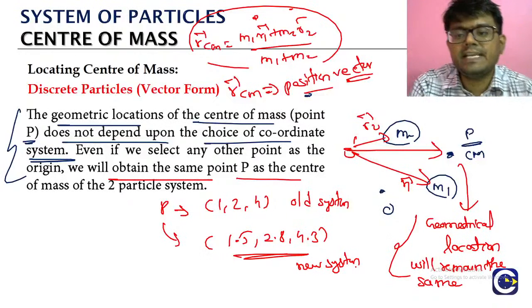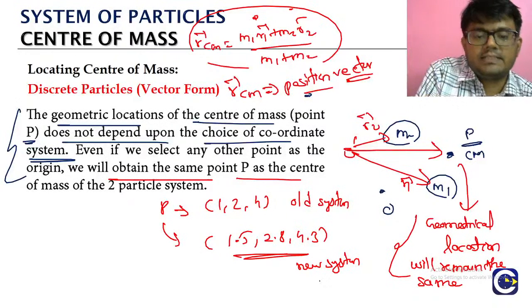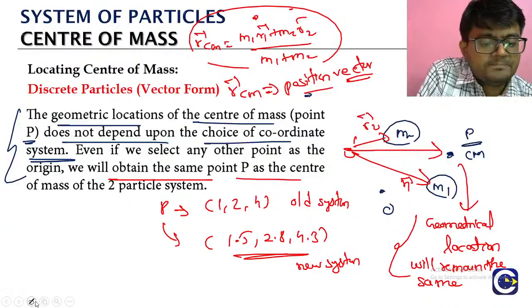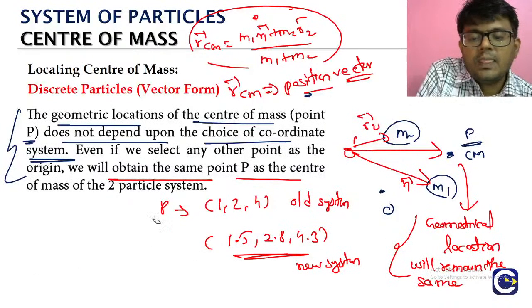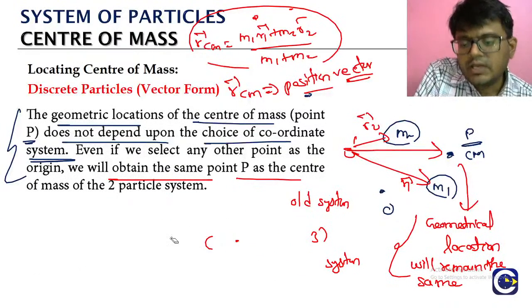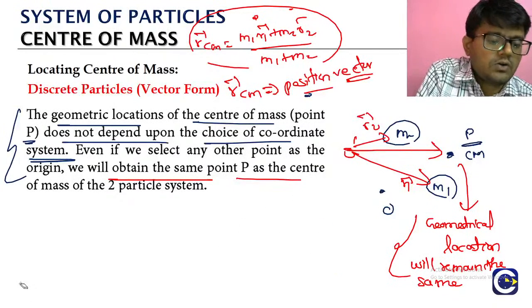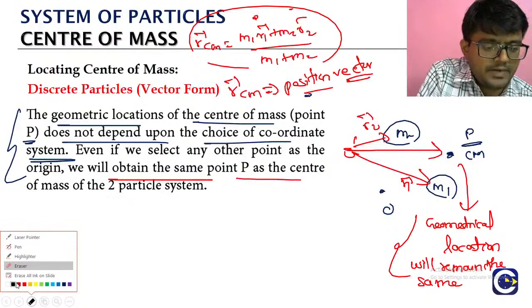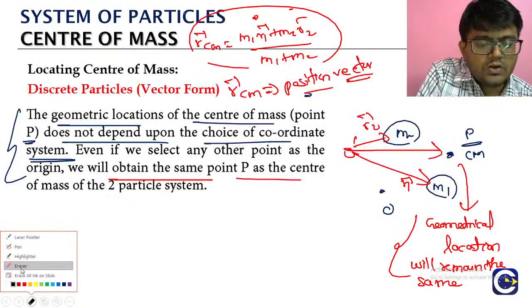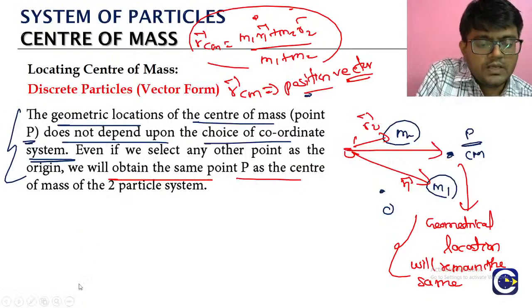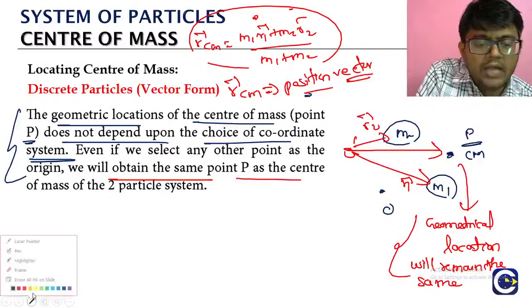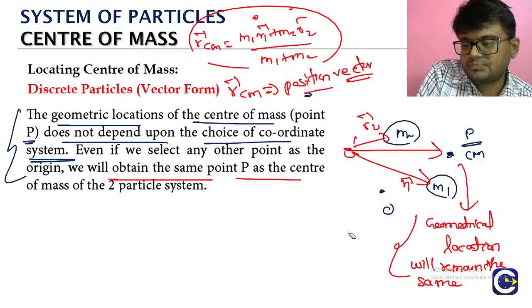Coordinate values might change, but the geometric location will be as it is. So this is an important point. What is it? The center of mass geometrical location will not depend upon the choice of the coordinate system. The values of the coordinates might be changing.